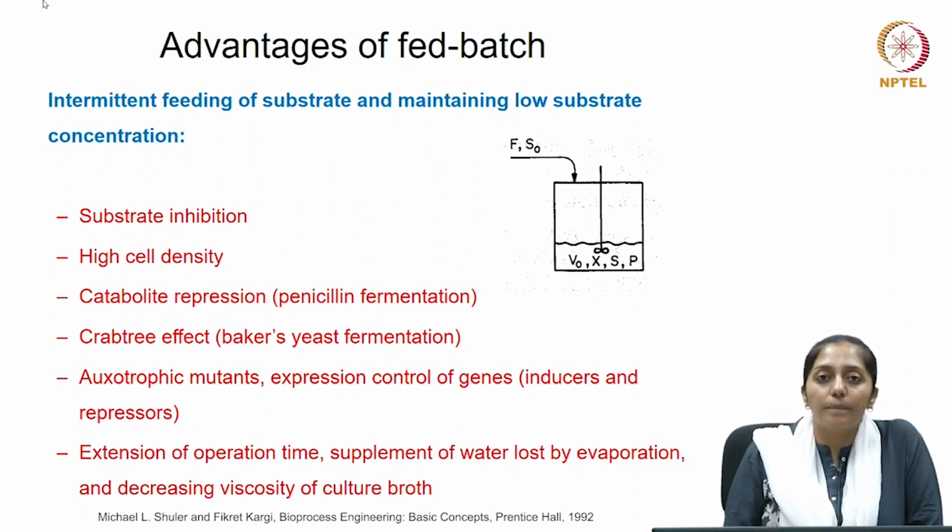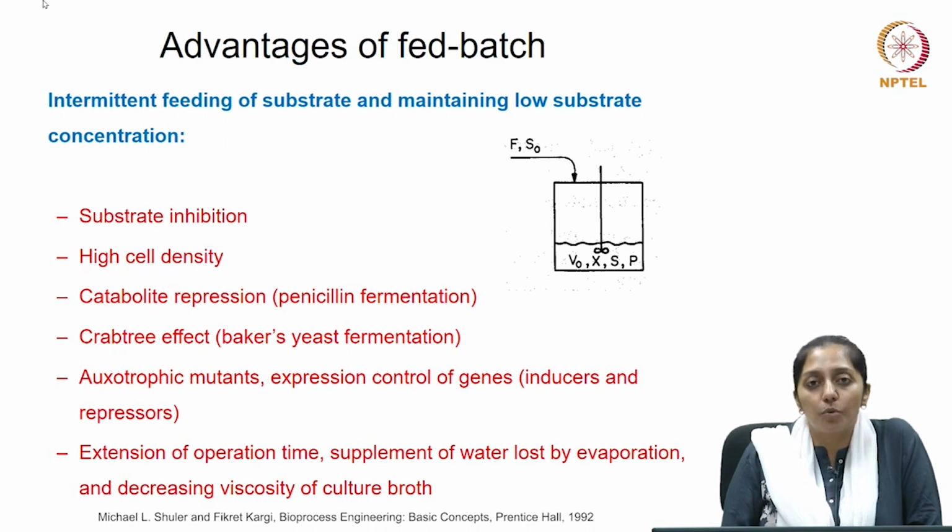Then high cell density. The limitation of a batch process is that it cannot go beyond a certain cell mass concentration once the substrate has completely depleted, which means it has entered the stationary phase, because now there is no more substrate to be consumed and the biomass to increase. But a fed batch process does not allow the cells to reach the stationary phase, and thereby keeps increasing the final biomass concentration and the cell density.